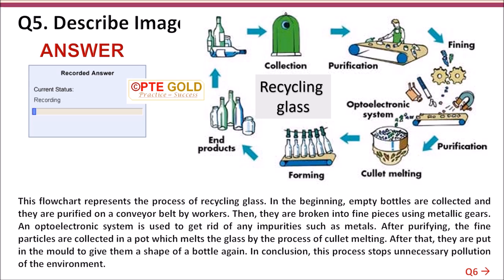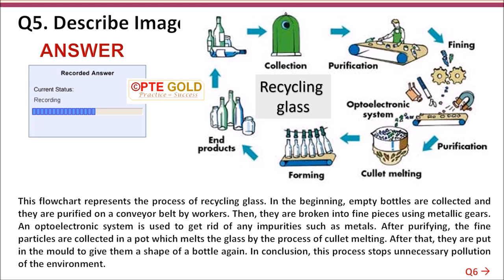This flowchart represents the process of recycling glass. In the beginning, empty bottles are collected and they are purified on a conveyor belt by workers. Then, they are broken into fine pieces using metallic gears. An optoelectronic system is used to get rid of any impurities such as metals.